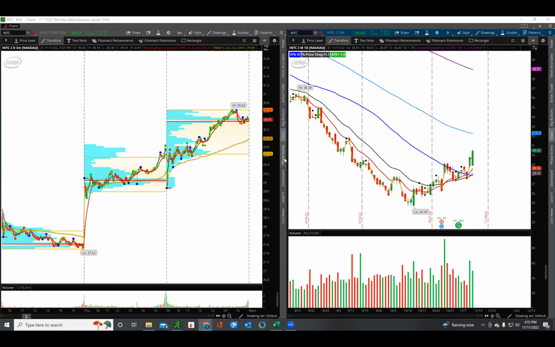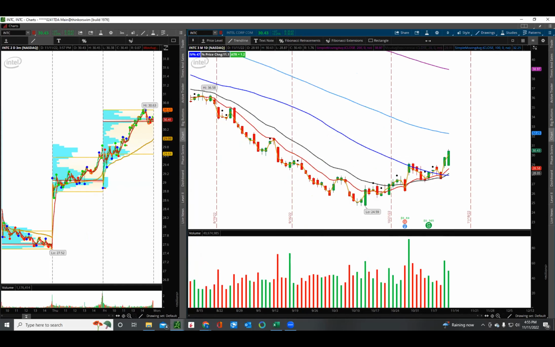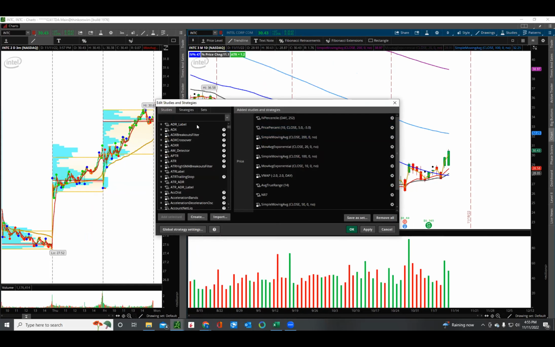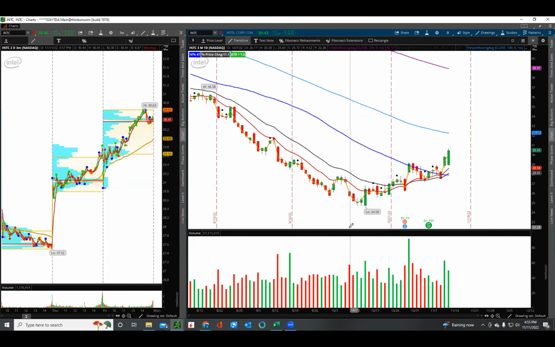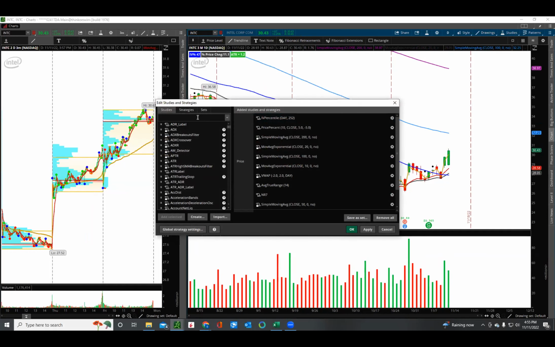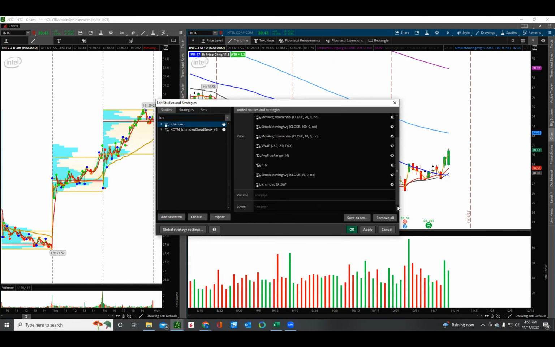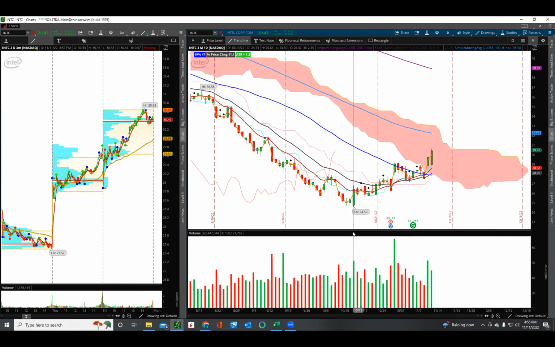First, I'll blow this up a little bit and I'll add it here. Okay. So if you go into studies, again, this is Thinkorswim, but if you go to edit studies in here, if you type in Ichimoku cloud, Ichimoku right there, add that. Okay. That didn't add it. Hang on. Take two. Okay. There we go. Ichimoku cloud.